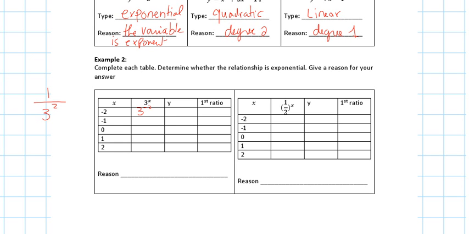Okay, 3 to the power of negative 1 is 1 over 3. 3 to the power of 0: anything to the power of 0 is 1. 3 to the power of 1, 3 to the power of 2.